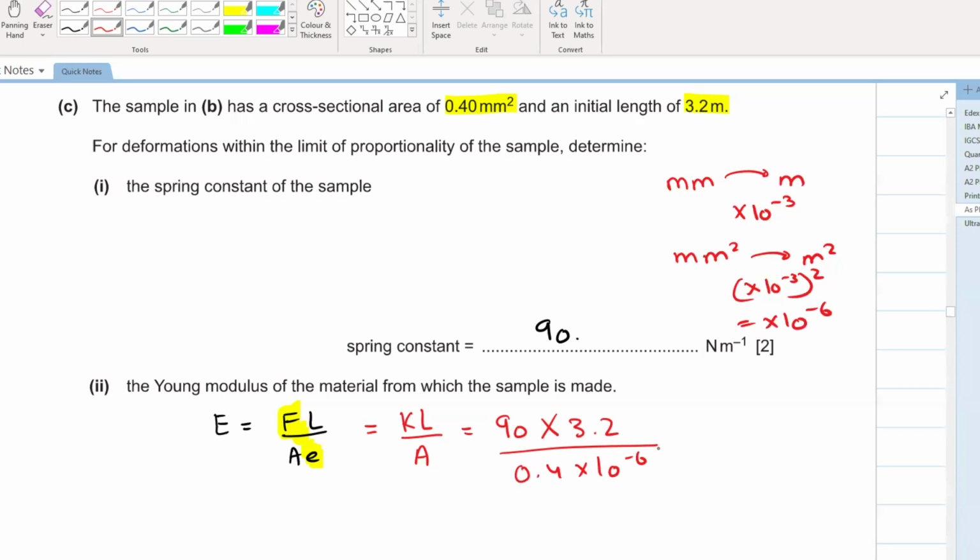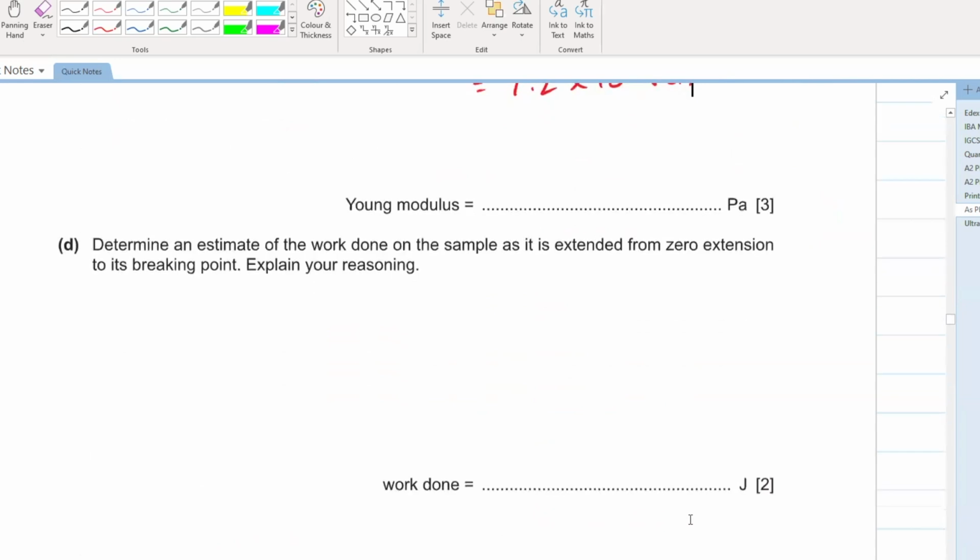90 into 3.2 divided by 0.4 into 10 raised to the power of minus 6. This value comes out to be what? Beta, what does this value come out to be? This value comes out to be 7.2 into 10 raised to the power of 8 pascals. Simple. Nothing complicated here. Let's further move ahead.